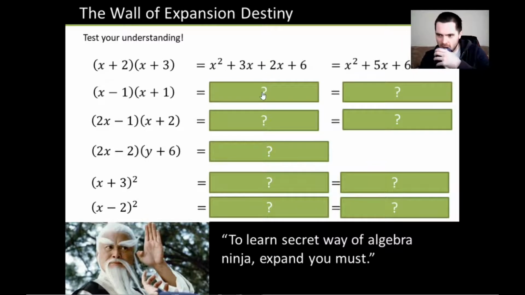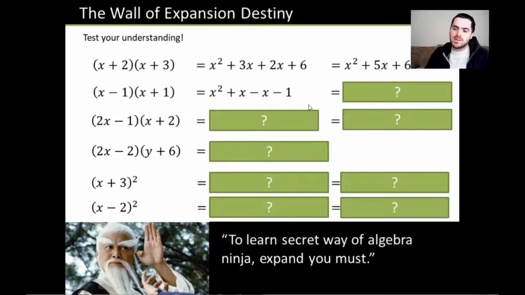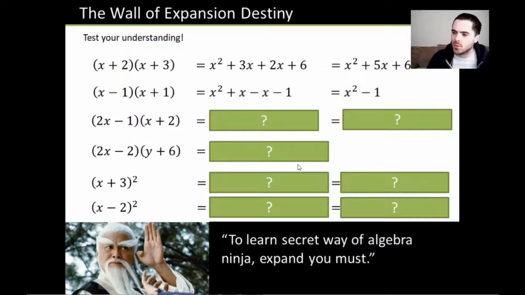This one's a little bit sneakier. You would get x squared plus 1x minus 1x minus 1, and you'll notice that these two in the middle are going to cancel each other out. Plus x minus x, they'll cancel each other out to leave us with x squared minus 1. And that's a sneaky introduction to difference of two squares, but I'm going to leave that one for now.